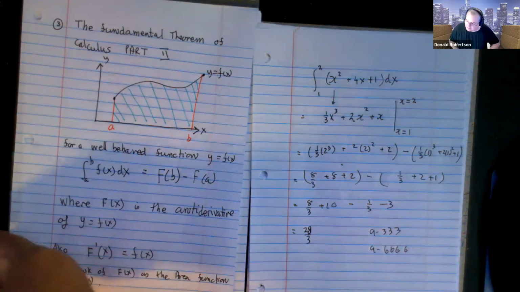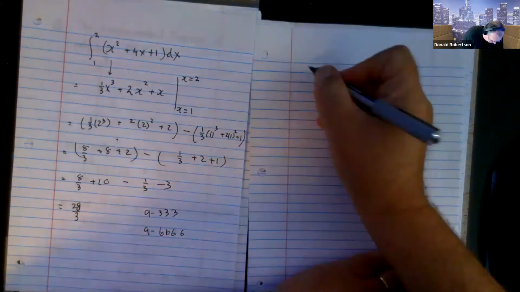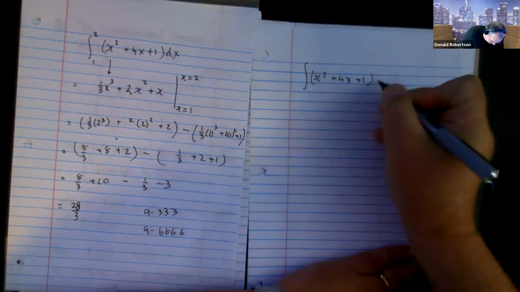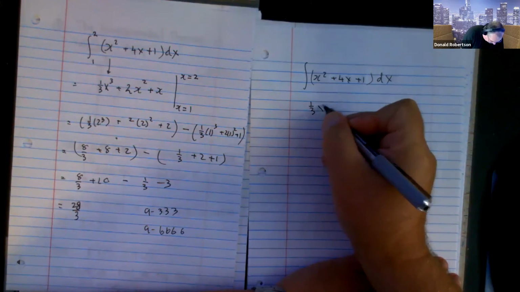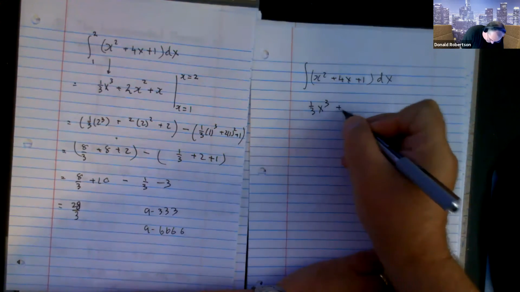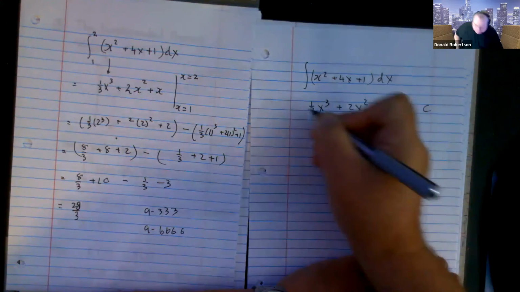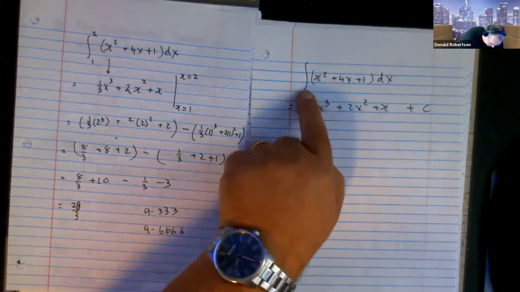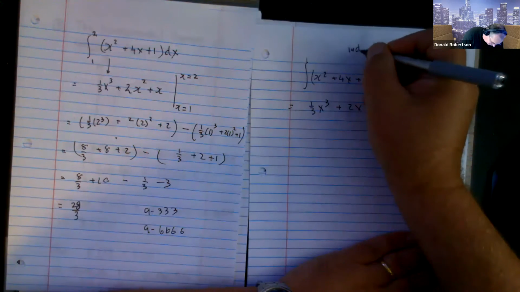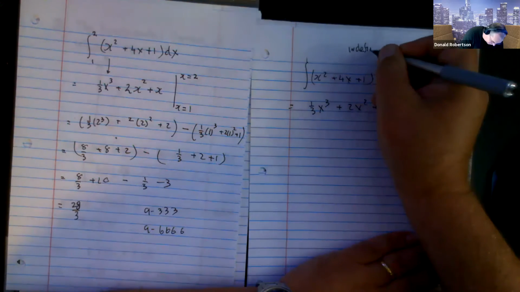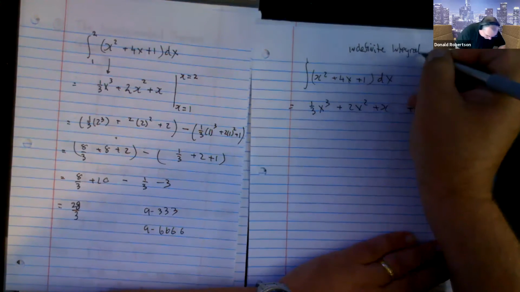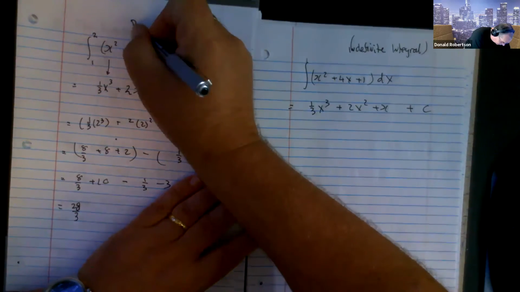Pretty powerful technique. Now, I said there's 2 versions of this question. Here's the second one. And in this case, you find the antiderivatives. And you just put a big plus c at the end. When there are no limits of integration, this is an indefinite integral. When there are start and finish numbers, it's called a definite integral.